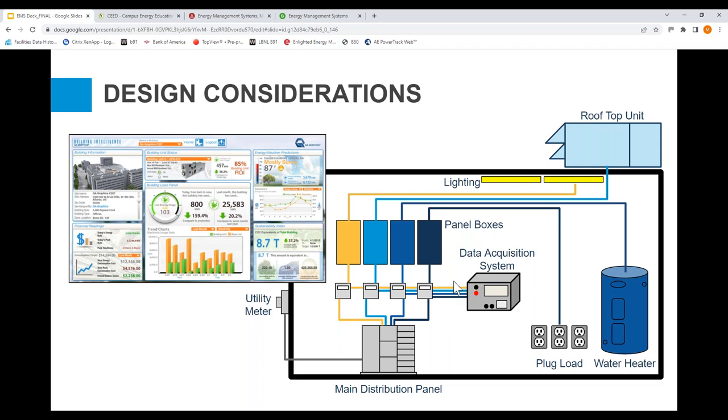Some of the things I work on with clients is to understand who the audience for this EMS is. Is it the sustainability manager? Is it the facilities engineers? Maybe it's both, but it does matter who your audience is, because the information you put on here and the way you display the data should be catered towards the appropriate person. There is a case for satisfying multiple parties, not just one, but it is good to understand who's going to be using the information.